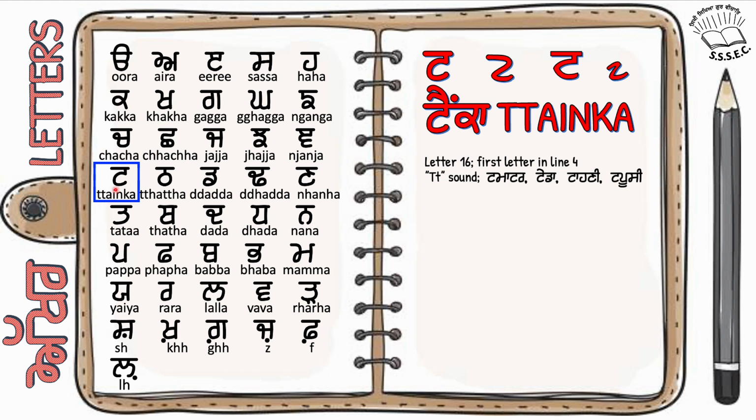So we have danka first of all. That's letter number 16 overall, but it's the first letter in line number 4. And it's quite easy to write. Horizontal line across the top, and then at the end start going down, but then you go around and make a semicircle.